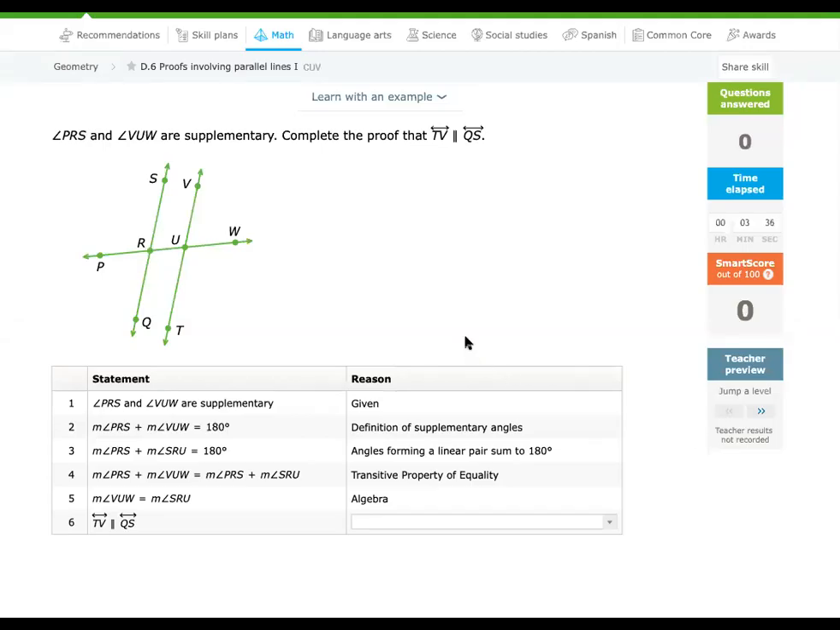All right, we're looking at section D6, proofs involving parallel lines. This one they give us PRS and VUW are supplementary. Complete the proof that TV is parallel to QS. Okay, let me break these down.